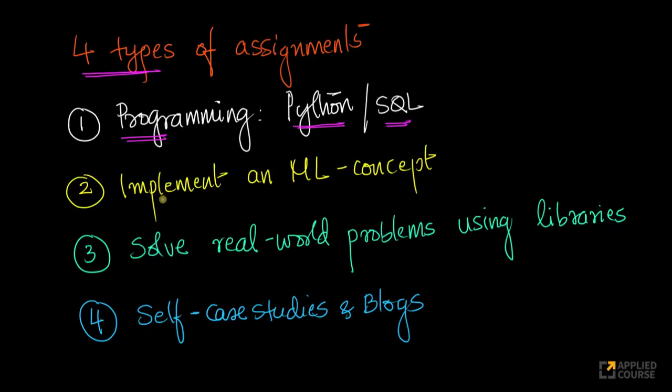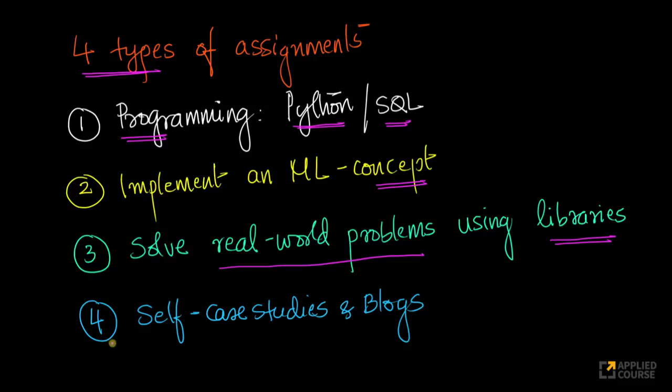The second one is a type of assignments where we implement a machine learning concept or a deep learning concept, like the backpropagation algorithm that we just saw a while ago. That's one of the assignments where we explain a concept called backpropagation, which is central to all of deep learning. The third type of assignments are assignments where we solve a real world problem, not by implementing everything from scratch, but by using popular libraries like scikit-learn, XGBoost, TensorFlow, Keras, etc.